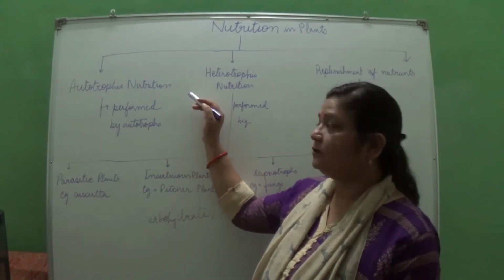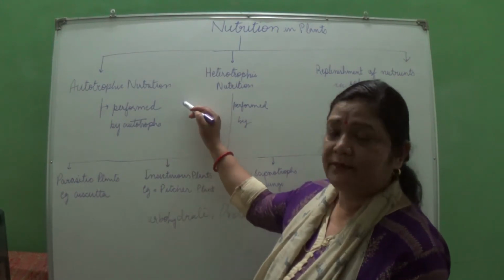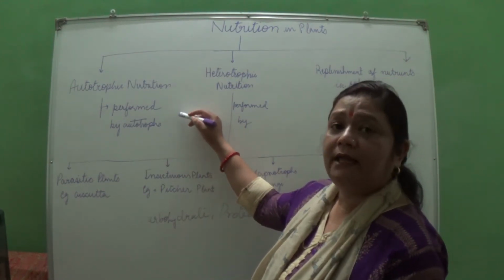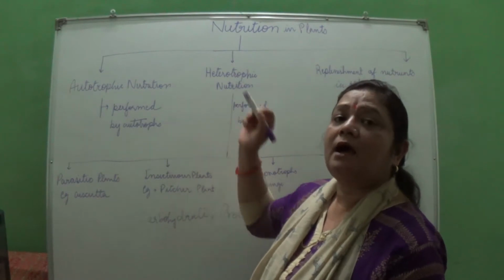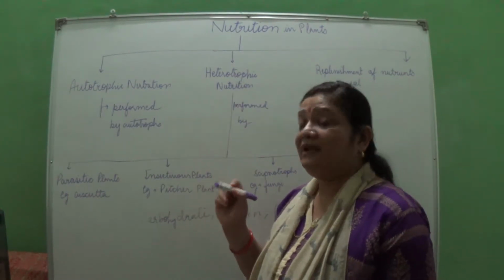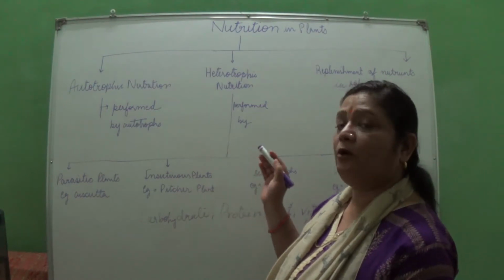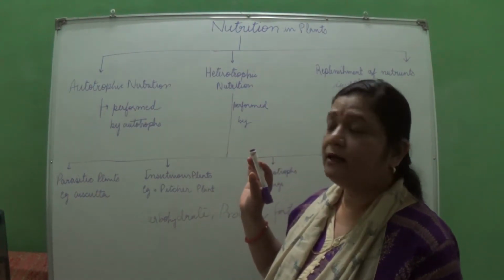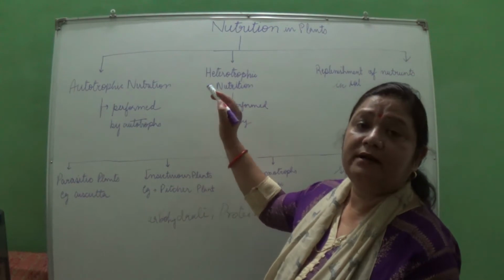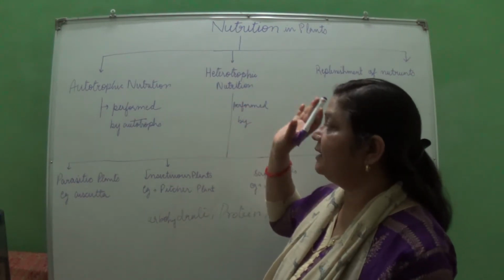So in the process of photosynthesis, what happens? The plants take in sunlight, carbon dioxide and minerals, and in the presence of chlorophyll they form carbohydrate, and oxygen is given out.